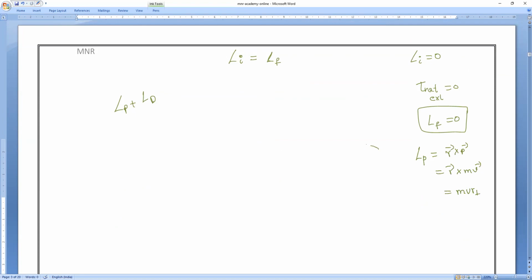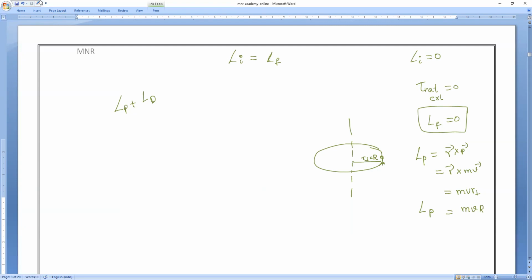m v r perpendicular. So if you imagine a disk, imagine the person is somewhere here. Then r perpendicular is equal to R. So this formula turns into what? The angular momentum of a person is m v R. And what is the direction?